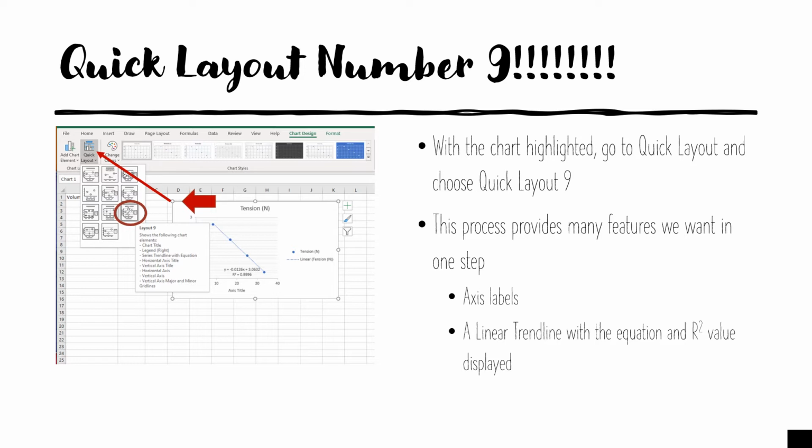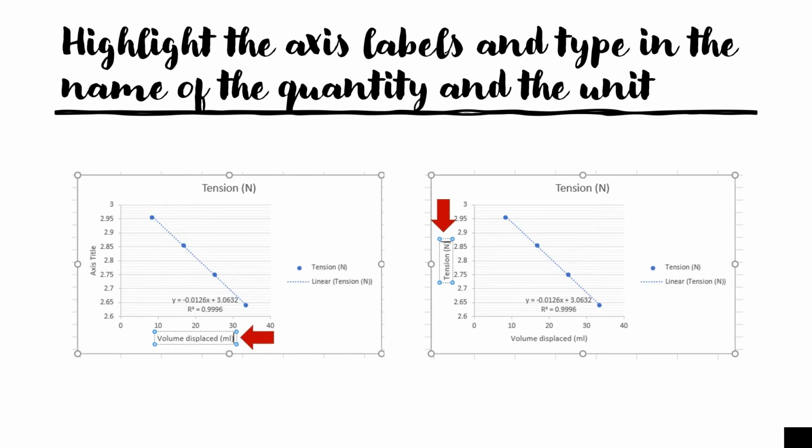More on that later. The axis labels provided are generic axis labels, so we must provide the label relevant to our data. On the x-axis, we type volume displaced with the milliliter unit indicated, and on the y-axis the same, tension, and with the Newton unit indicated. Again, remember that the x-axis came first and was the independent variable and was the volume. The y-axis came second, was the dependent variable. In our case, it was the tension.